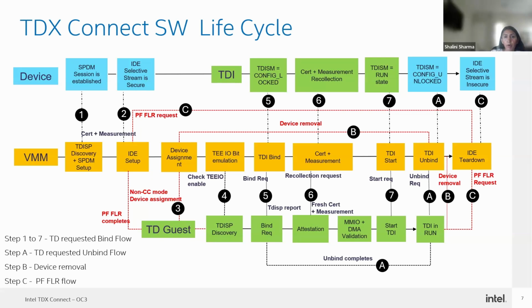The last one I'm going to talk about is the PFFLR flow. In case the host VMM wants to perform a PFFLR on a device which is owned by the guest, the VMM sends a PFFLR request to the guest. On receiving the PFFLR request, the guest is going to stop accessing the TDI and prepare itself for PFFLR.